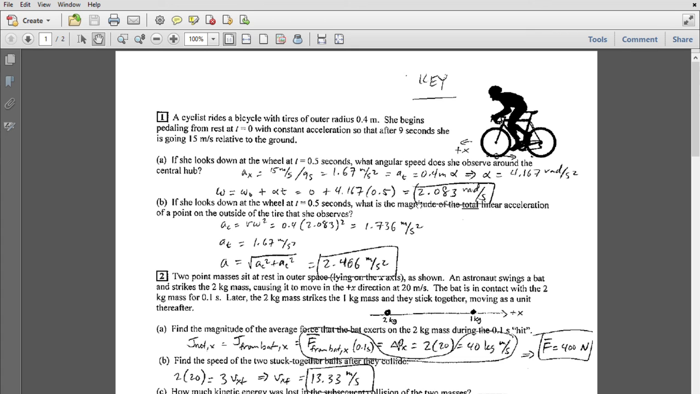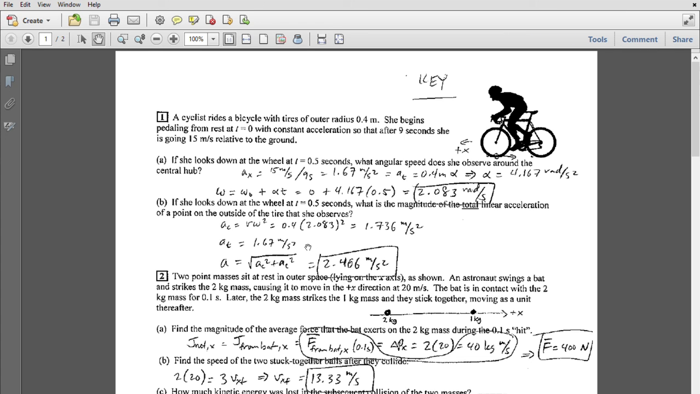If the rider looks down at the wheel at 0.5 seconds, what is the magnitude of the total linear acceleration of a point on the outside of the tire she observed? So in this case, we need both the centripetal component of the acceleration and the tangential component of the acceleration, and we'll get the magnitude of the acceleration vector by taking the square root of the sum of the squares of those two components.